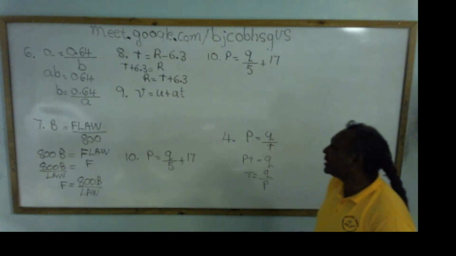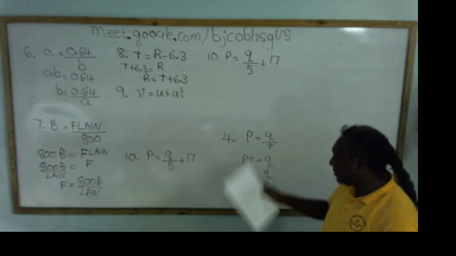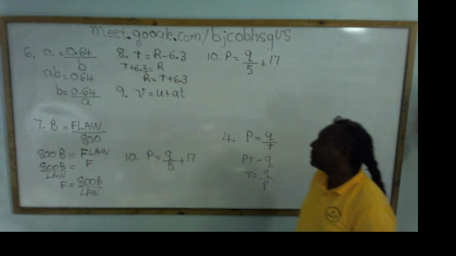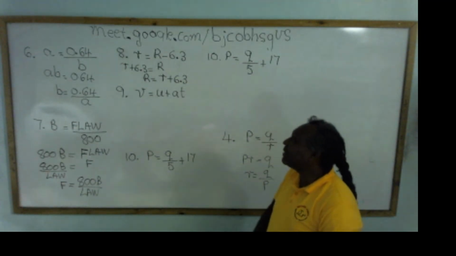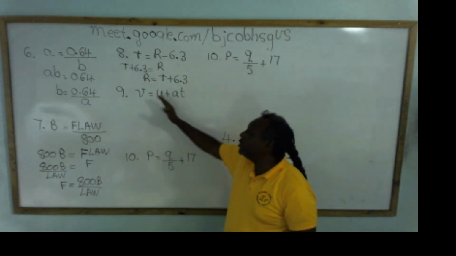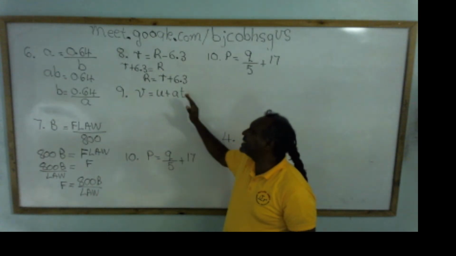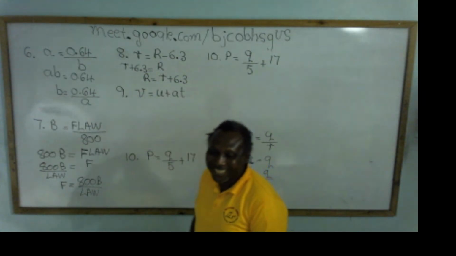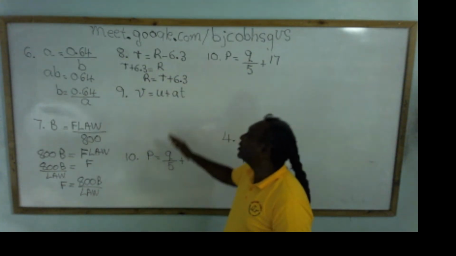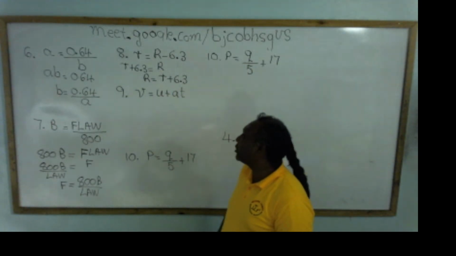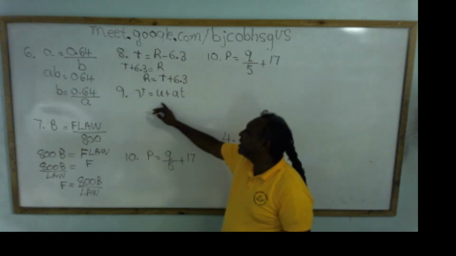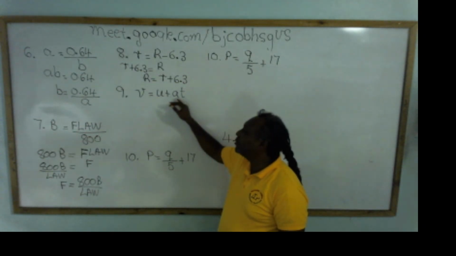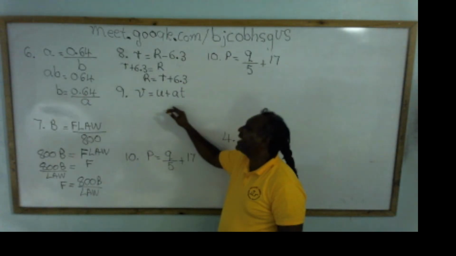What do we say about number 9 now? We are making A the subject of the formula. Making A the subject of the formula, we have two things to eliminate. We have the U and we have the T. I'm seeking an answer from someone. Which one do we eliminate and why? We need to eliminate the U and the T in order to make A the subject of the formula. Which one do we eliminate first and why?